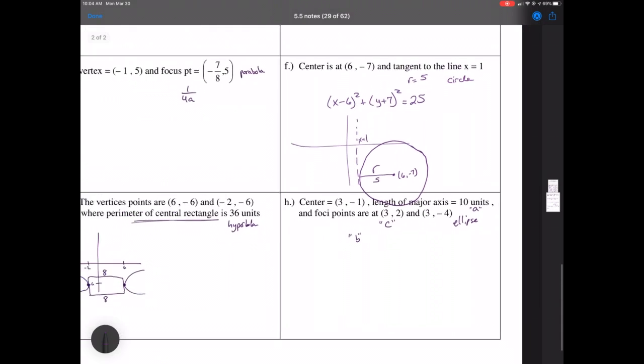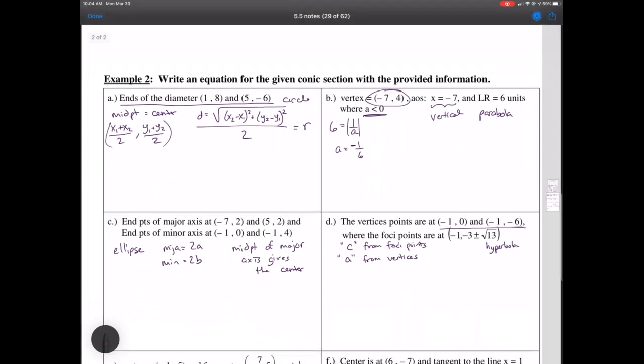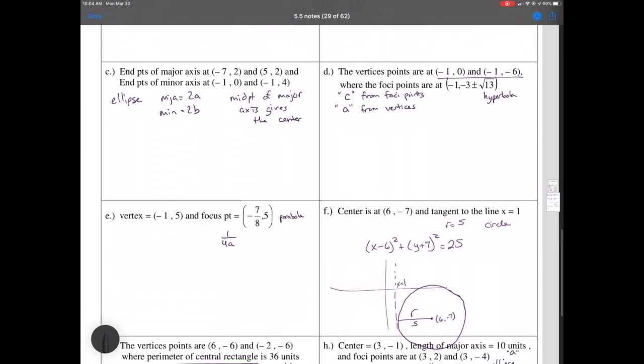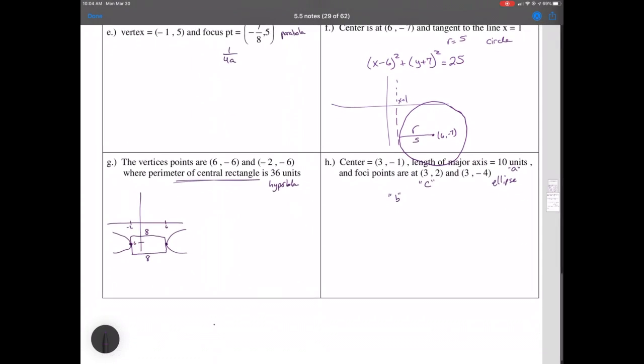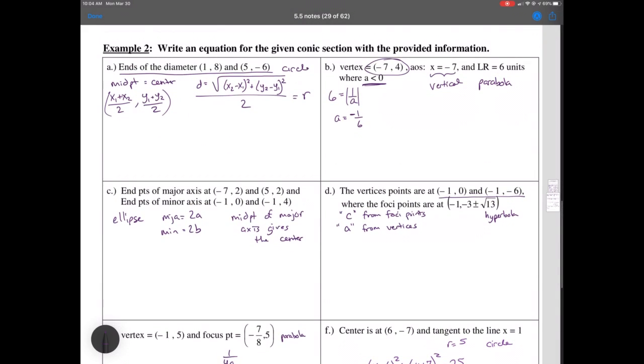So I've given you all the information that you need to write the answers for these problems. And I will post the answer key to each one of these in the examples. So just go through some of this information and try to solve all of these problems. And that's the conclusion of 5.5.